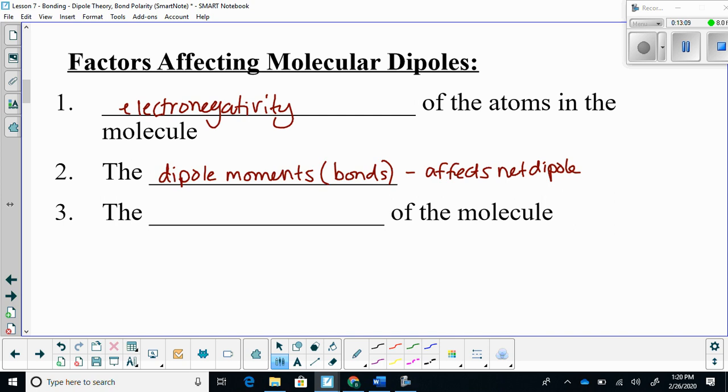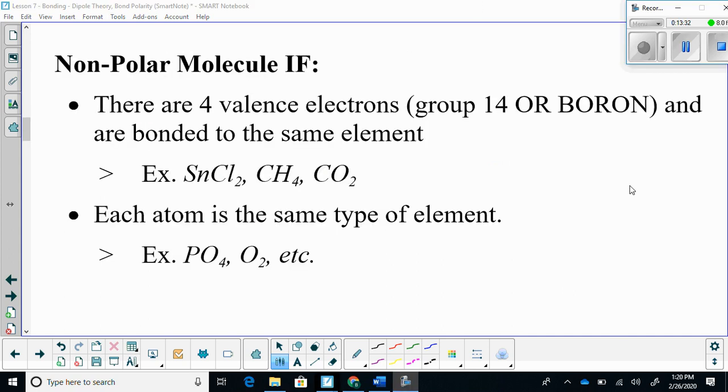And the last thing that will affect the polarity of a molecule is its VSEPR shape. So these are the three things that we will be looking at when we determine molecular polarity. Okay, so I am going to talk about what determines molecular polarity behind the scenes, but I want us to have a general idea before we go in.